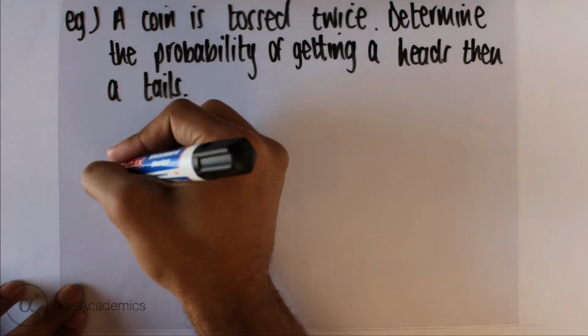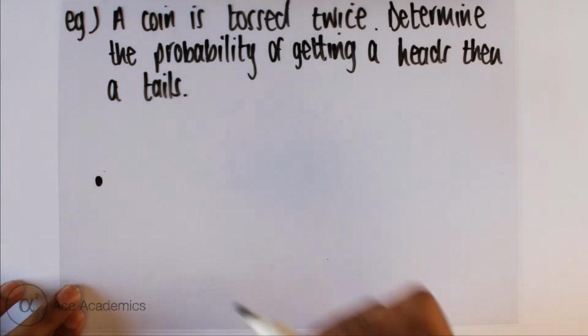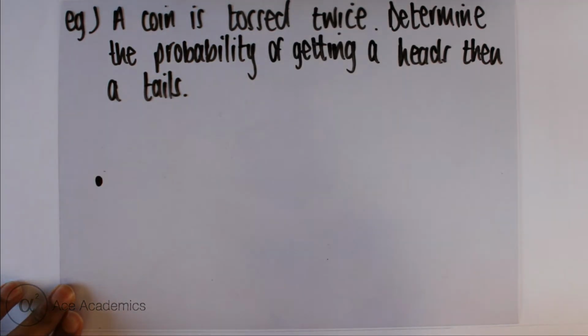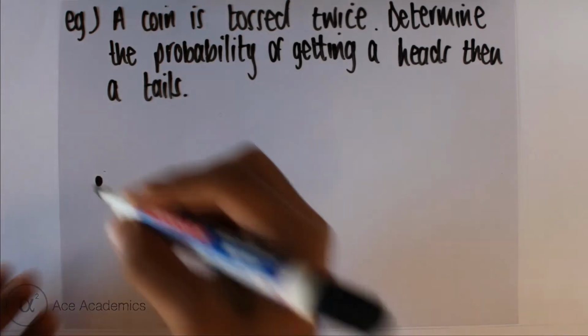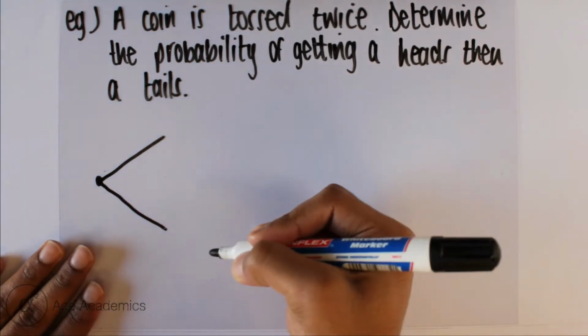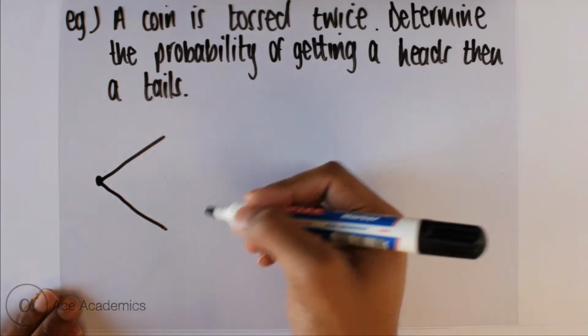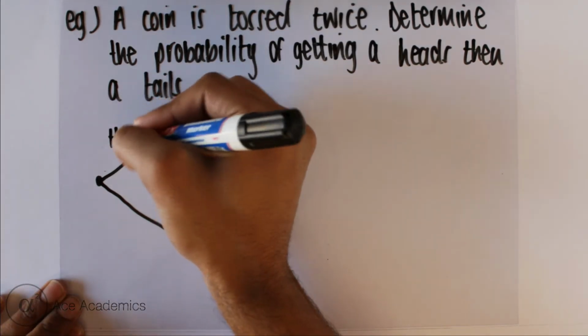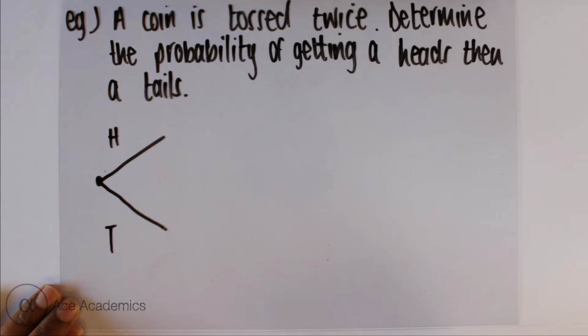The tree diagram starts off at a point and it branches off depending how many possibilities there are. So looking at the first event, tossing a coin, there's only two possibilities, a heads or a tails. So each branch represents each possibility. And then we're going to label the branches. So the top branch we'll call heads and the bottom branch we'll call tails.